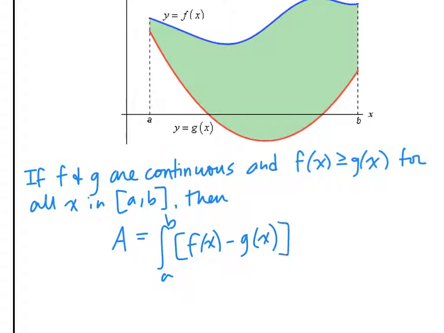then the area from a to b, the green area, is going to be the integral from a to b of f of x minus g of x dx. And again, in this case, you're taking f minus g because f is the higher curve, and g is the lower curve.